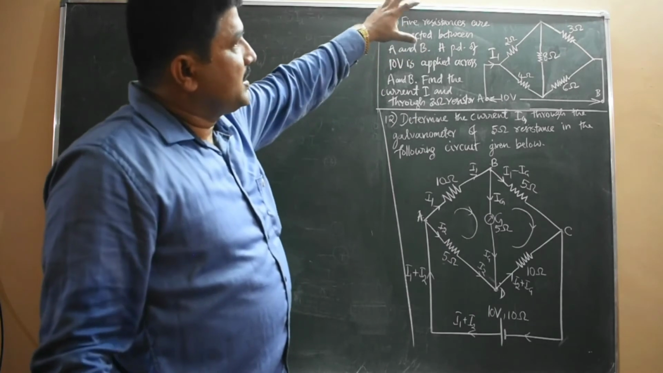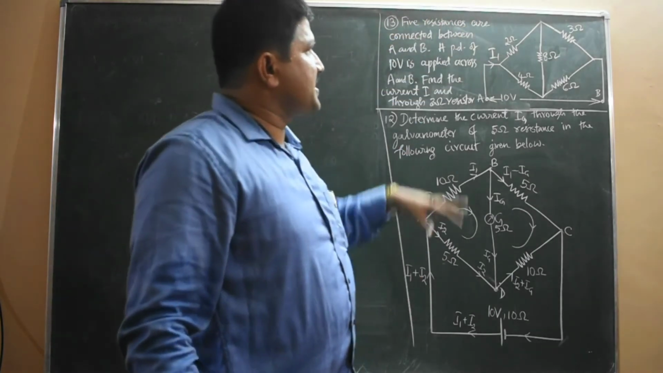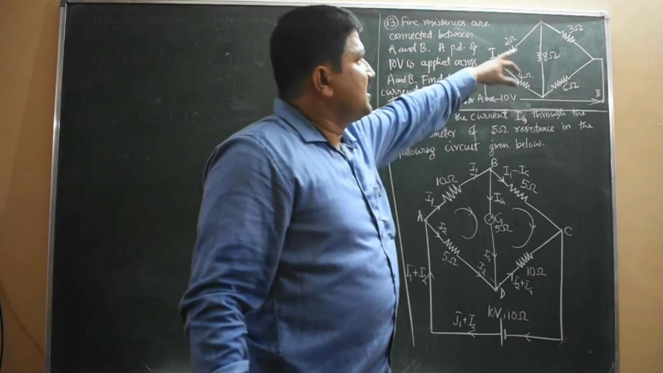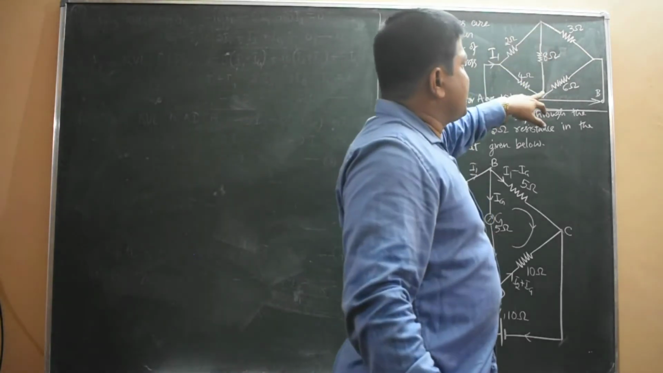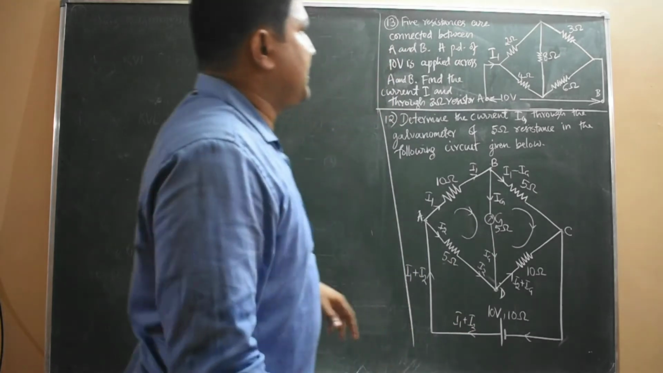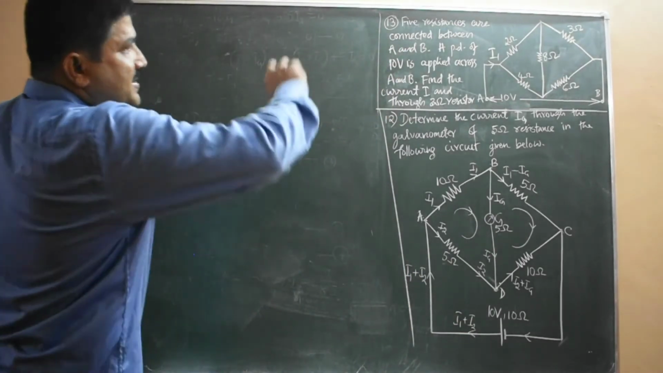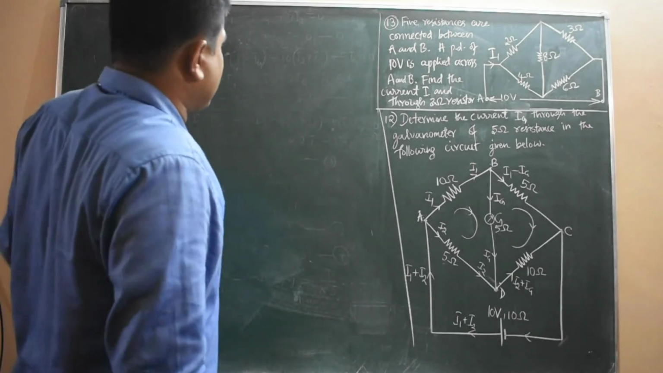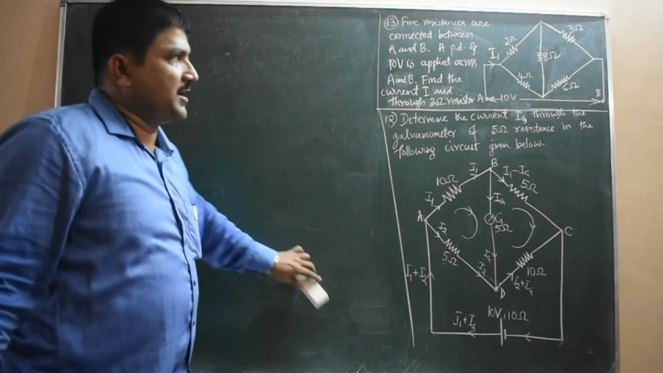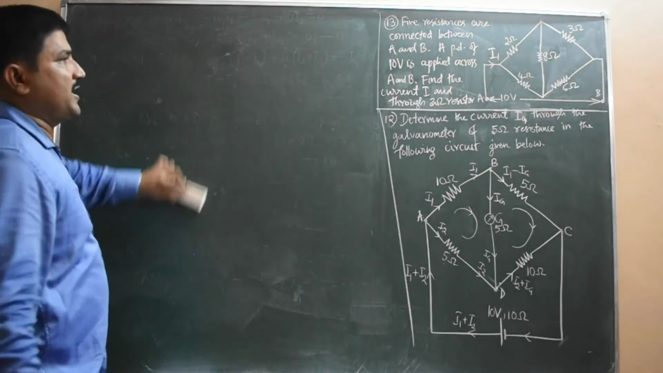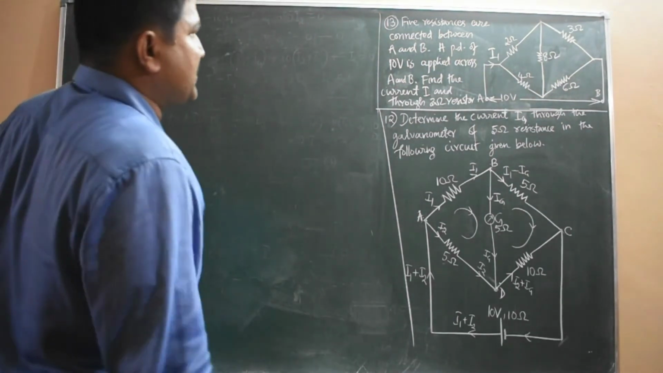Hence what happens? This network is a balanced Wheatstone's network. When it is balanced, the current through this branch is 0. The 8 ohm resistor branch current is 0. Okay, so that's what we have to do. So that means the 8 ohm branch is not necessary, it can be removed because there is no current flow and it is not useful. Okay, we can remove the 8 ohm branch, then we can simplify the circuit.